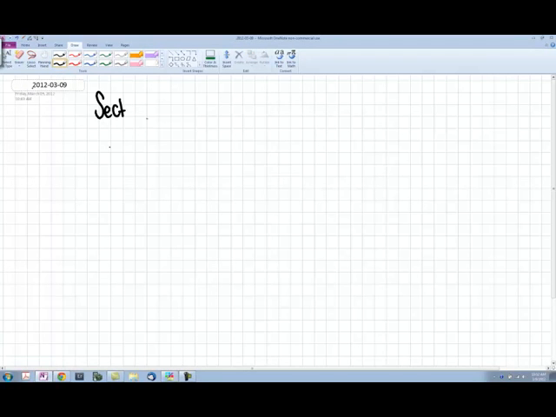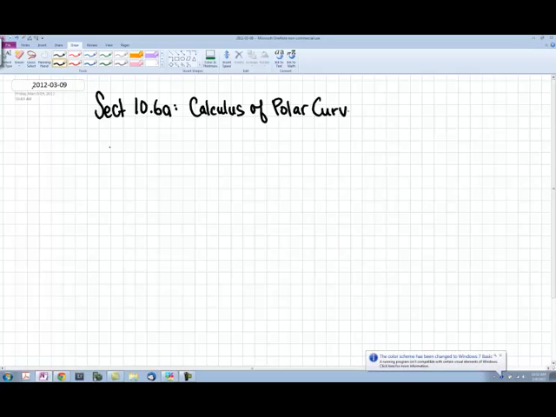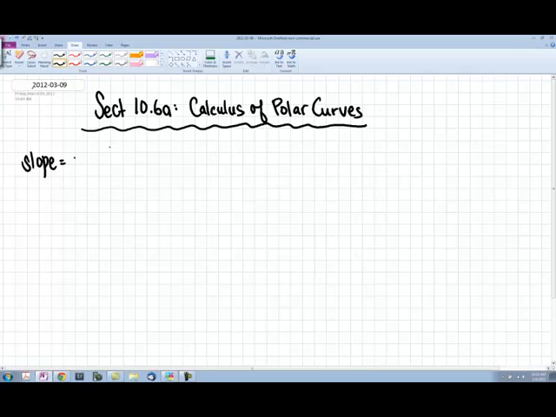Let's begin our very last section of chapter 10, which is dealing with the calculus of polar curves. So first off, we're going to work on calculating slope, and try to remember slope is rise over run. No matter what type of format your equation is written in, rectangular, vector, parametric, or even polar, slope is always rise over run, which is dy dx.